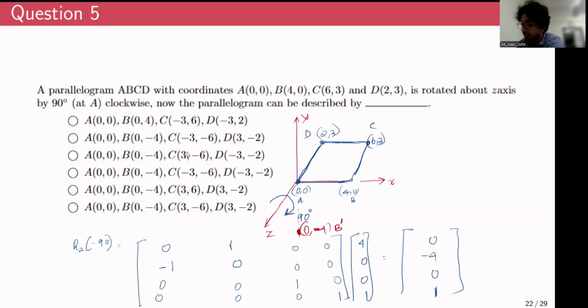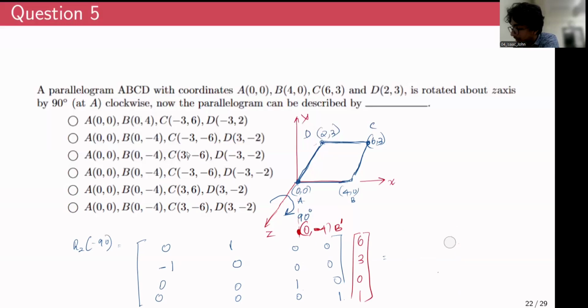What about the point C, 6, 3? Again, if I replace this 4, 0 by 6, 3, we have 6, 3, 0, 1. And if I multiply this out, I would get 3, minus 6, then 0, 1. I suppose that is correct.